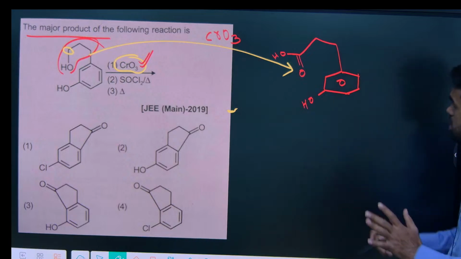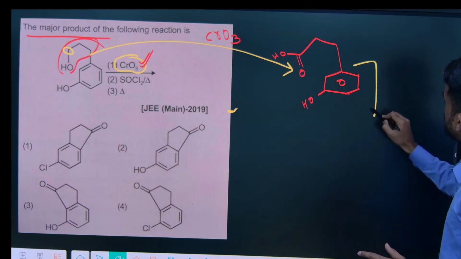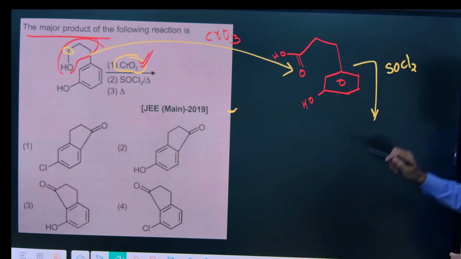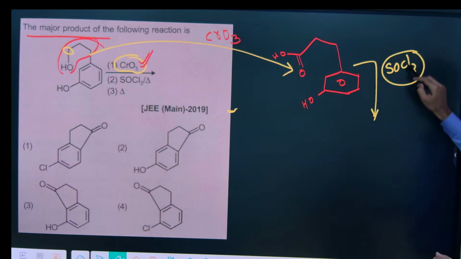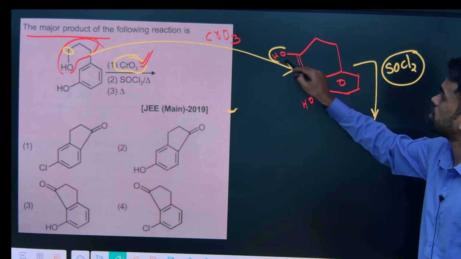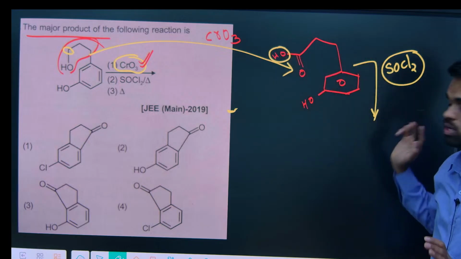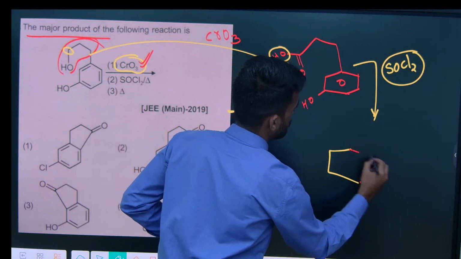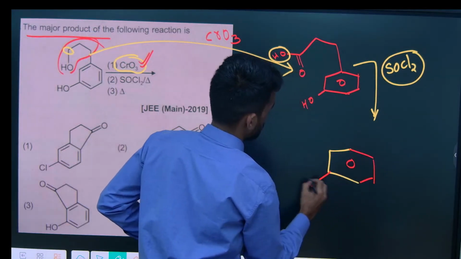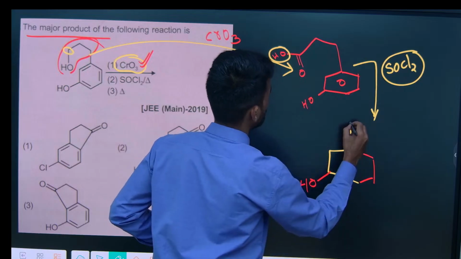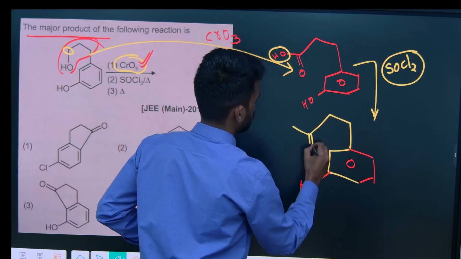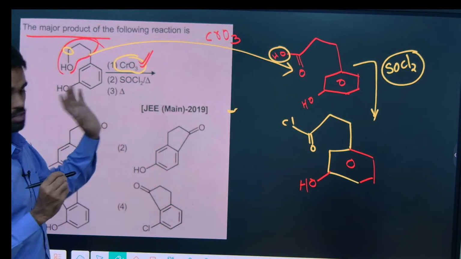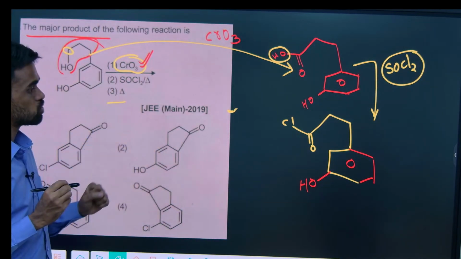Okay, up to here it is clear. Now they have treated this with SOCl2, thionyl chloride. What will it do? Yes, it will provide chlorine. So that chlorine replaces this OH. Okay, so you are going to get an acyl halide type of product. Okay, acid halide, COCl. Okay, up to here the second step is also done. Next, for the third step they are telling us to heat it.